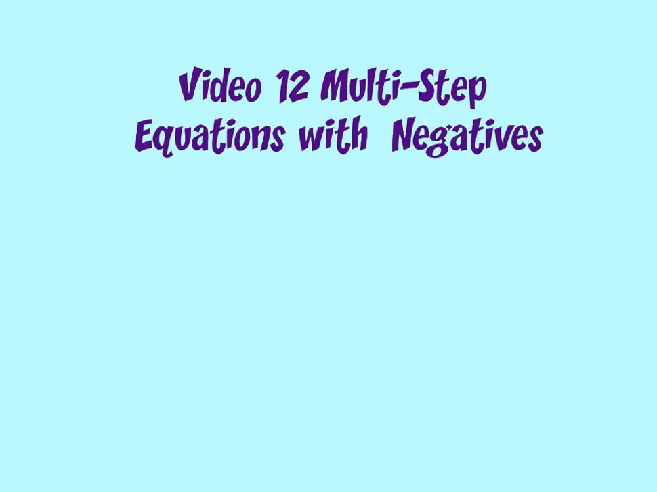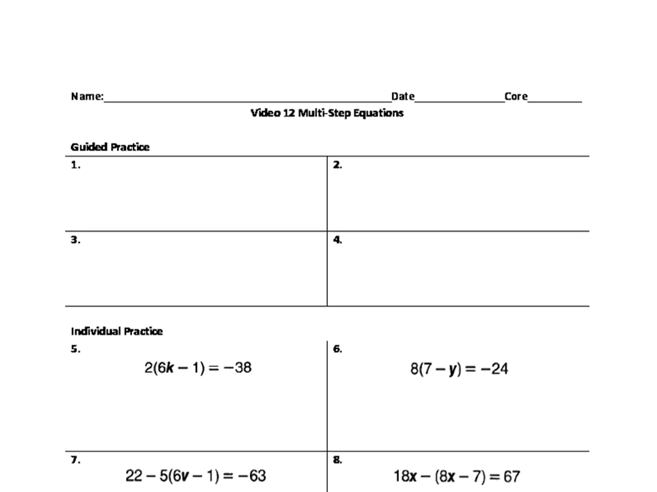This video is video number 12, and we're going to be doing multi-step equations with negatives. So we're going to be using the distributive property, and then we'll be combining like terms. So let's begin. Take out your homework, which is this sheet here. Take a minute to look over it.